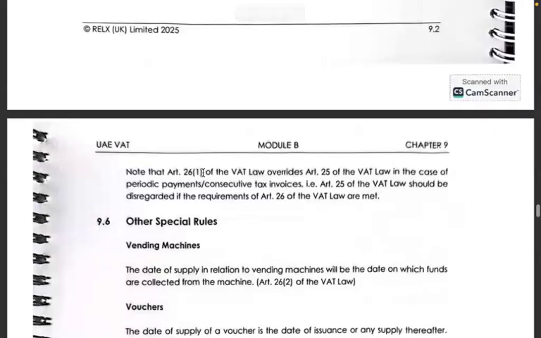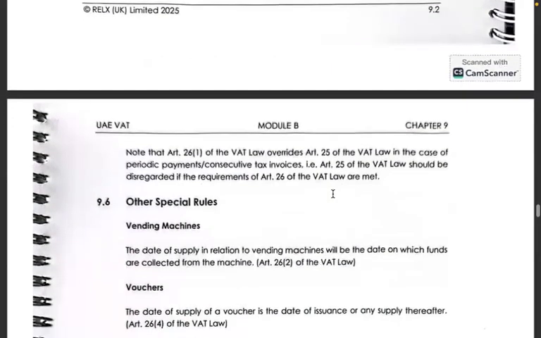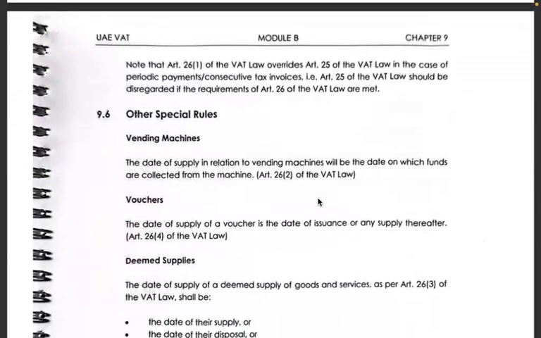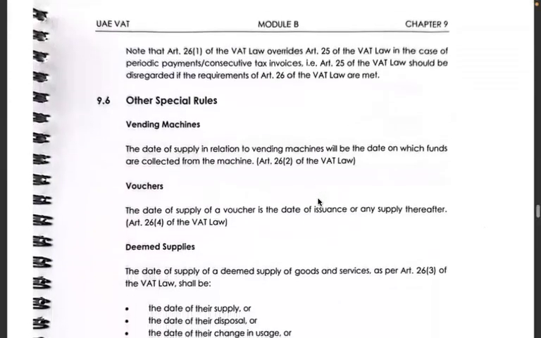Note that Article 26, Clause 1 of the VAT law overrides Article 25 of the VAT law in the case of periodic payments or consecutive tax invoices, because we have to disregard Article 25 if the requirements of Article 26 are met, which is consecutive payments. If it is a one-off transaction, then Article 25 will hold, but for consecutive payments, Article 26 of the VAT decree law will hold.